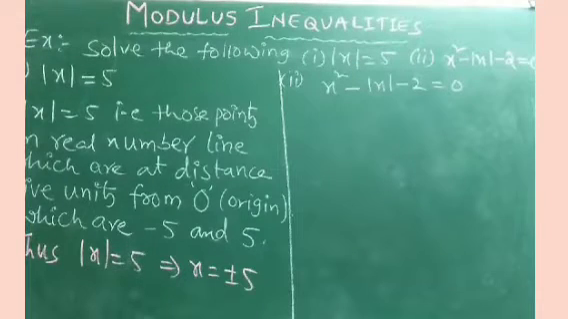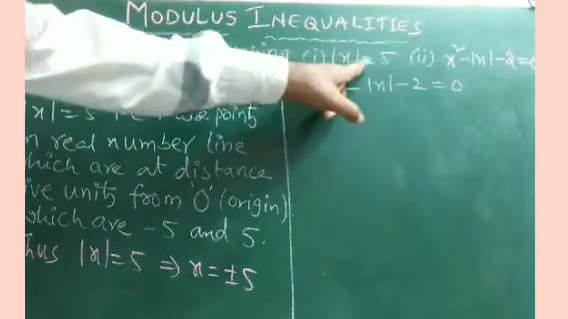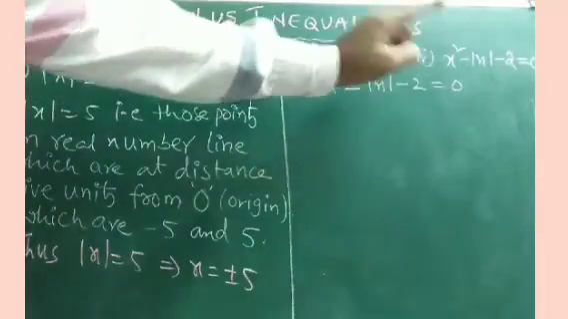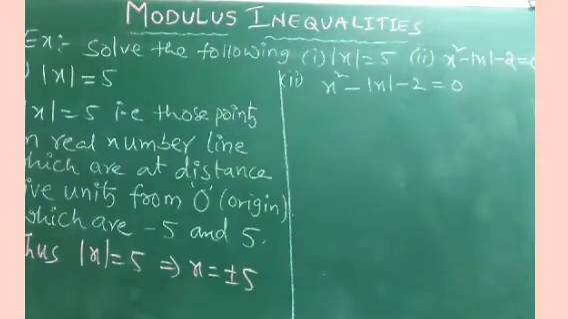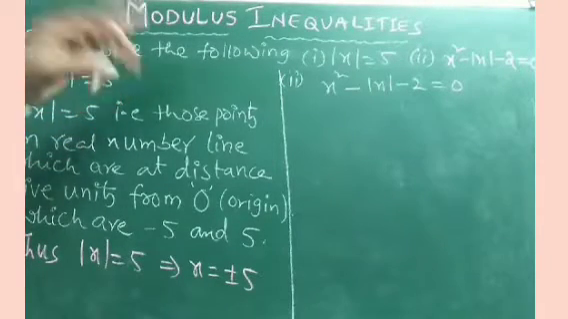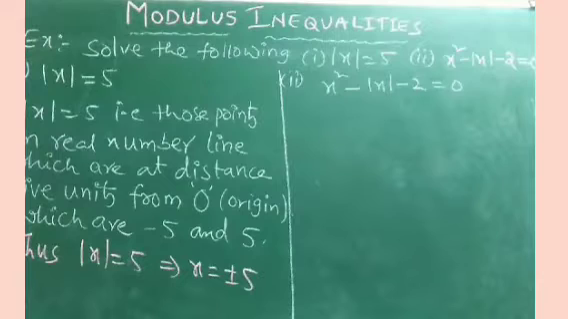Let us see one example question. Solve the following. The first one: modulus of x is equal to 5, and the second one: x square minus mod x minus 2 is equal to 0. We need to find the value or values of x.